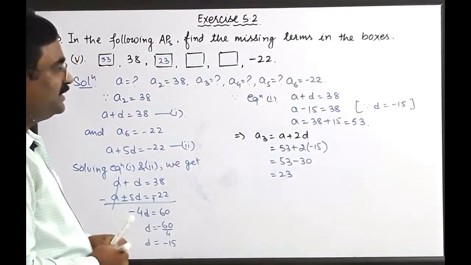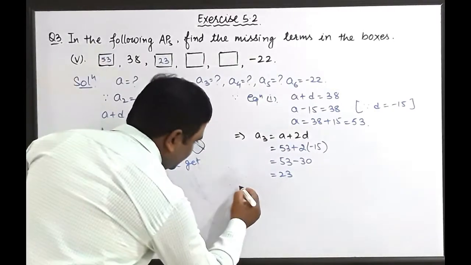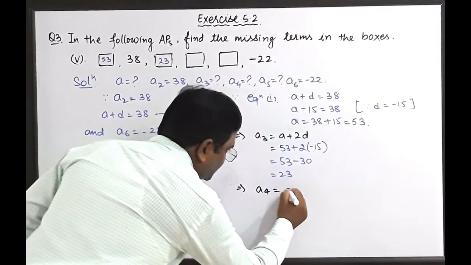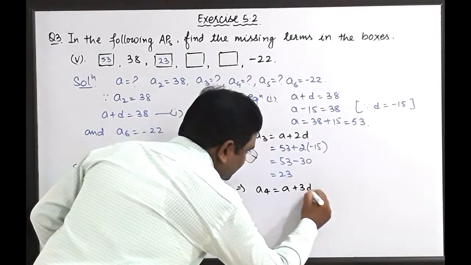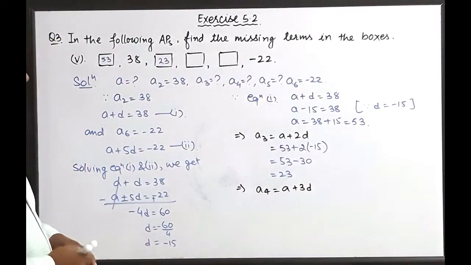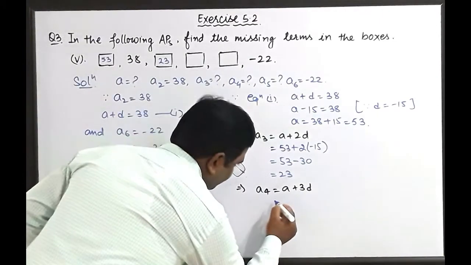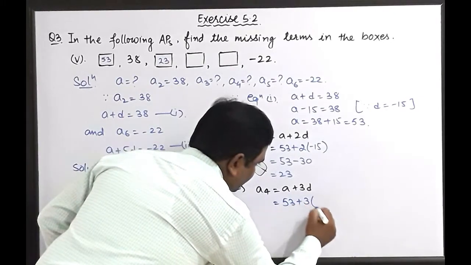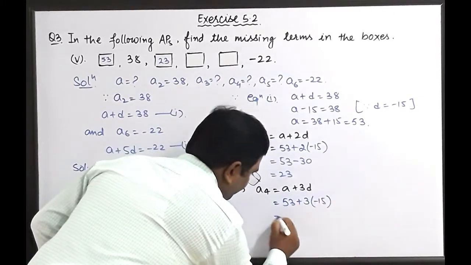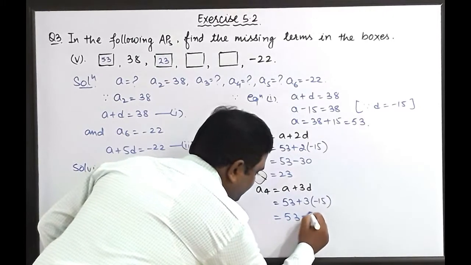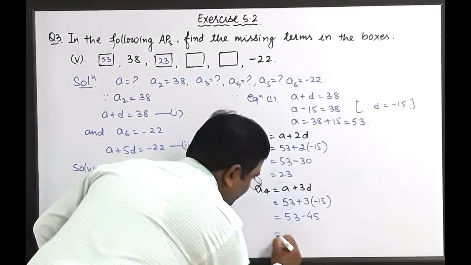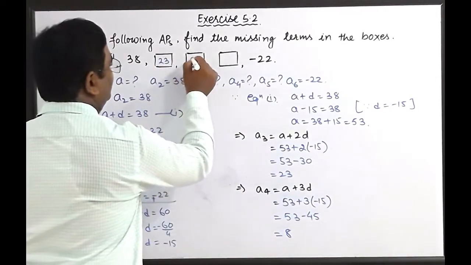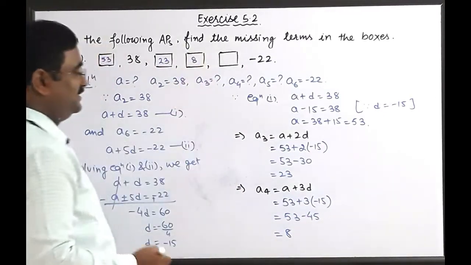अच्छा, fourth term find करते हैं, and the fourth term is A4, which is A plus 3D. वैल्यू रखते हैं. A is 53 plus 3 into D, which is minus 15. 53 minus 45, which becomes 8. So the fourth term is 8.